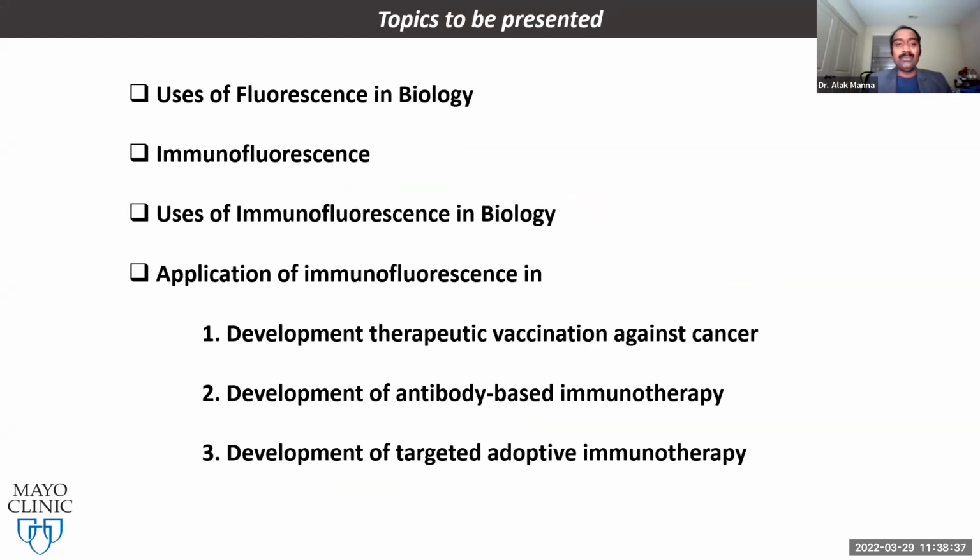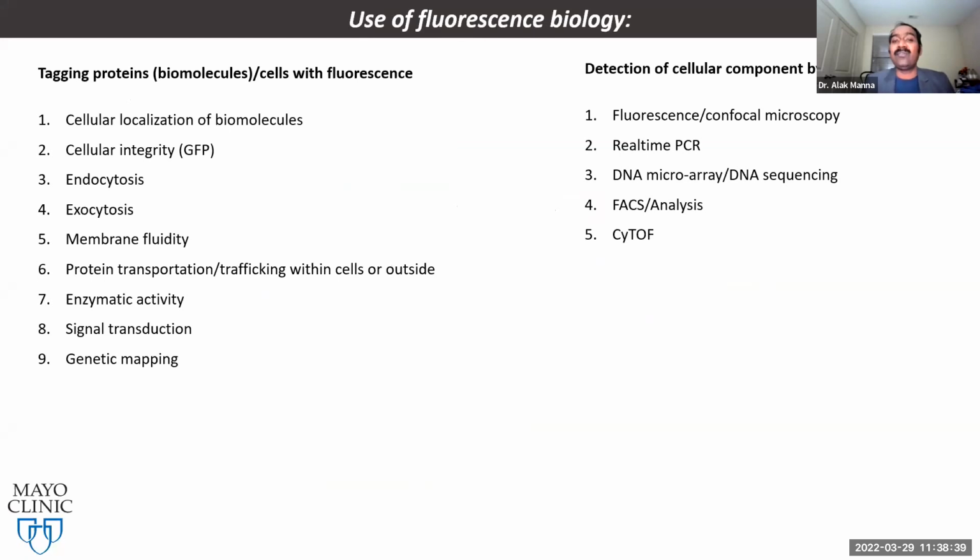Now I'm going to the uses of fluorescence in basic biology, which everybody has been discussing since the morning. I was listening. Tagging different proteins, biomolecules and lipids with fluorescence is nowadays a standard research tool. You can see cellular localization of biomolecules and cellular integrity, for example using GFP, endocytosis, exocytosis, membrane fluidity, enzymatic activity, signal transduction. Everything nowadays involves fluorescence in biology.